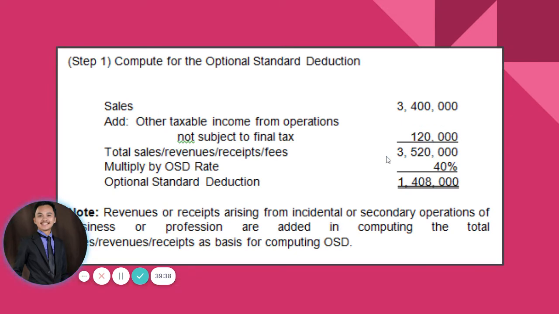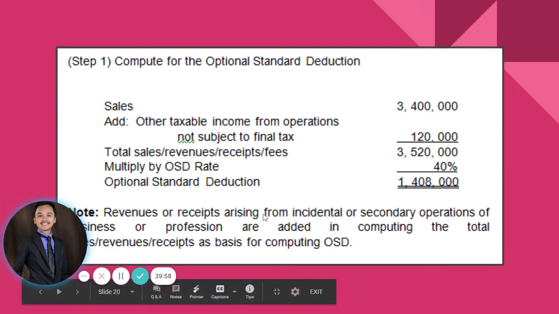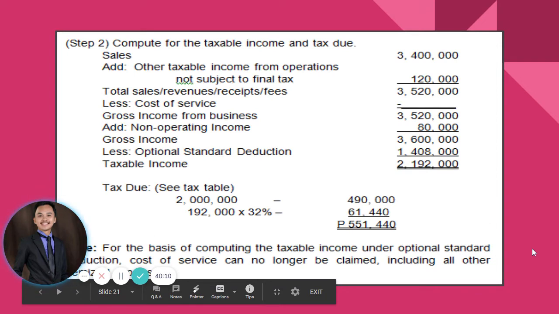So don't worry because we will also be discussing what the incomes subject to final tax are. So in short, there will be 3,520,000, multiplied by your OSD rate of 40%. Therefore, optional standard deduction will be 1,408,000. Okay? Revenues or receipts arising from incidental or secondary operations of business or profession are added in computing the total sales, revenues, receipts as basis for computing your optional standard deduction.